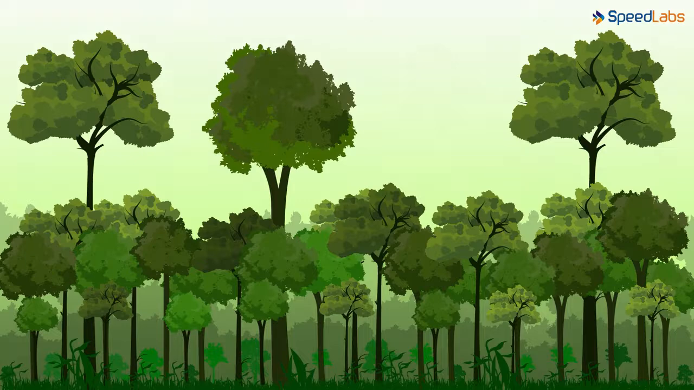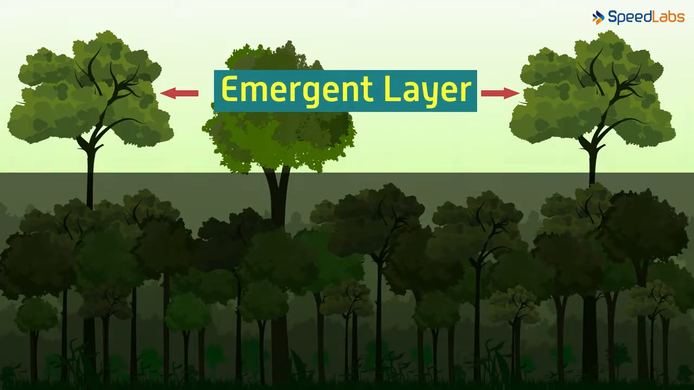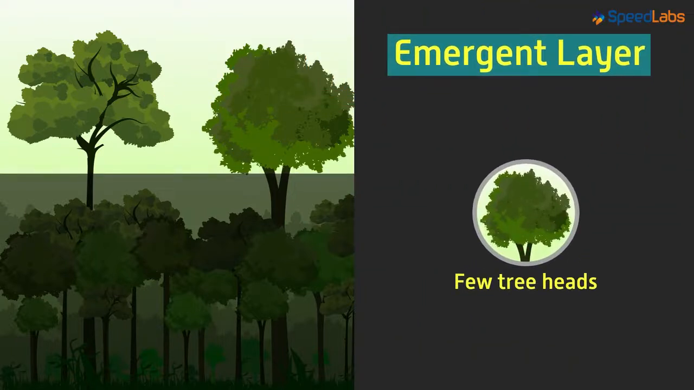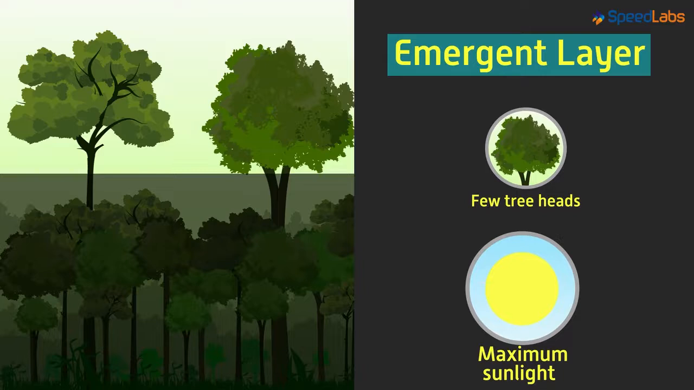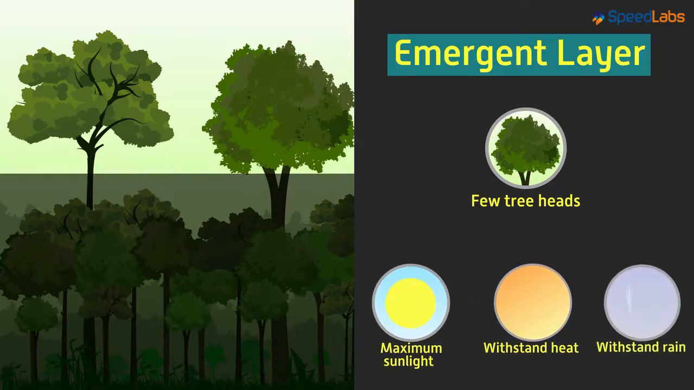To begin with, can you notice these few trees popping out their heads from this lower green belt? That's called the emergent layer. Why emergent? That is because the layer has only a few tree heads that emerge out. Now, as this layer has only a few trees emerging out, it's obvious that these trees receive maximum amount of sunlight. They are also capable of withstanding extreme weather conditions like excess heat and heavy rainfall.